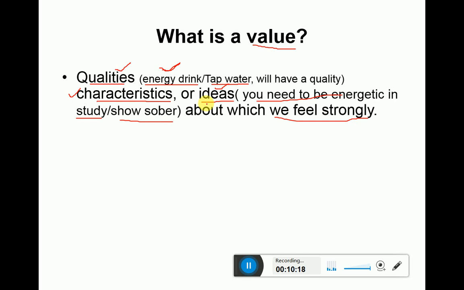Hope inshallah a bit of an idea will be clear. You have the definition: what is a value. So value is a quality, characteristic, or idea about which we feel strongly. Whether it is a quality, a characteristic, or an idea, about which we are feeling very strongly, very intensely, that is known as a value. Hope inshallah a bit of an idea will be clear. Now next, another example.